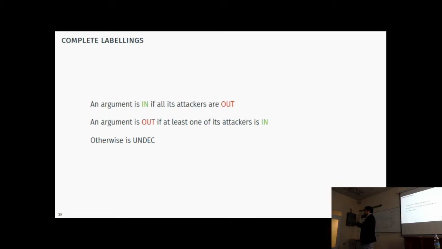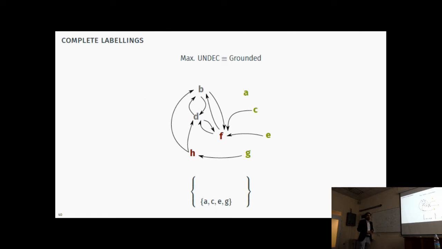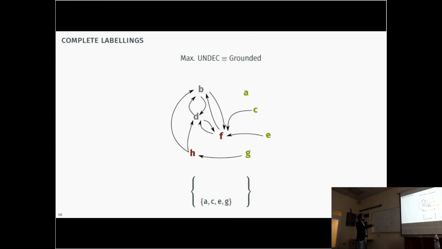So this is the definition of this function, which means that, for instance, all the unattacked arguments are, by definition, labeled in, always. Now, if we label this argument in, this argument must be labeled out, because there is at least one attacker that is labeled in. So this argument must be labeled out.